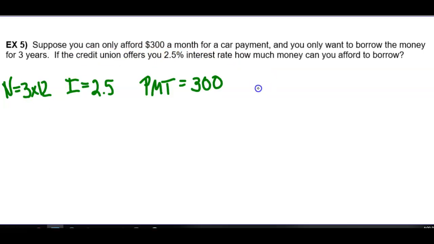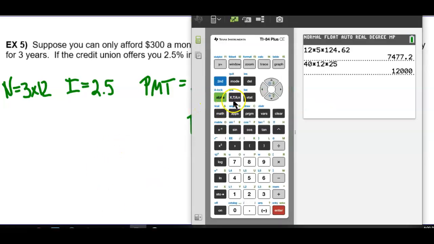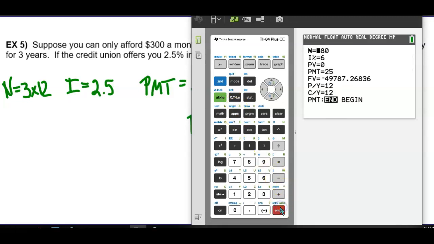Okay, so the question is, you want the future value at the end of this to be down to 0. So what is the present value that you can borrow? And we use 12 and 12. Okay, so this time we're kind of trying to work backwards. Apps, enter, enter. I want to make a 3-year loan, so 3 times 12 at 2.5% interest.